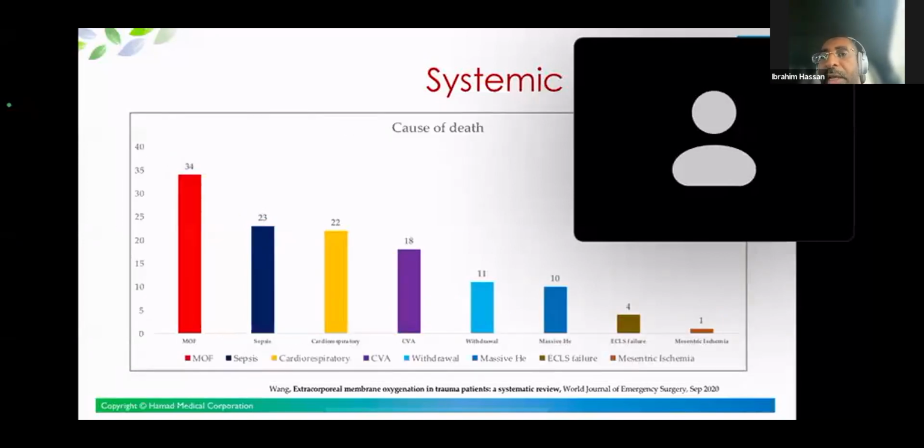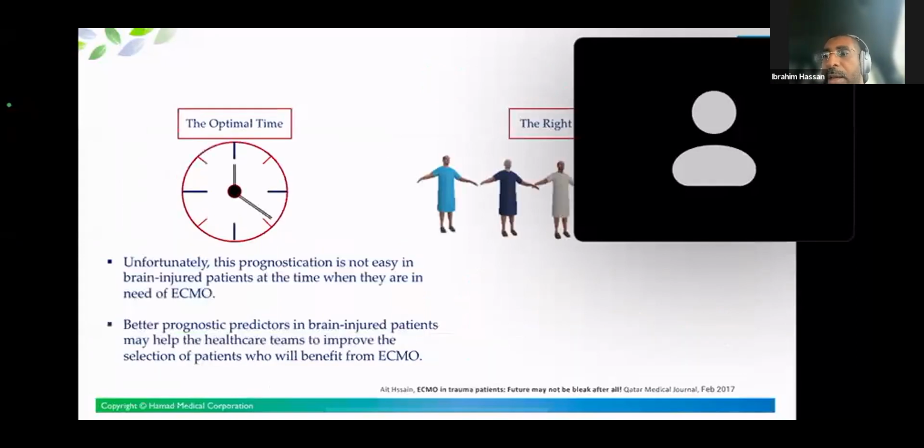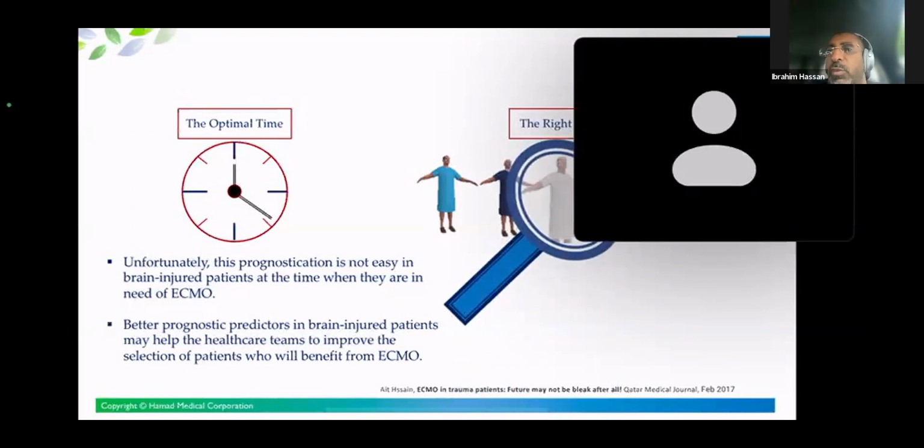Cause of death in this review was multi-organ failure and sepsis as the most common, plus additional causes. So I think it's really important to find the optimum time to start this treatment and who is the right patient. The problem with TBI is that it's difficult to delineate who will benefit and who will not, because some of these patients will progress to brain death, and no matter what you do, it's game over. The optimum patient also is not very easy to delineate, and we're trying to study this more in the review.